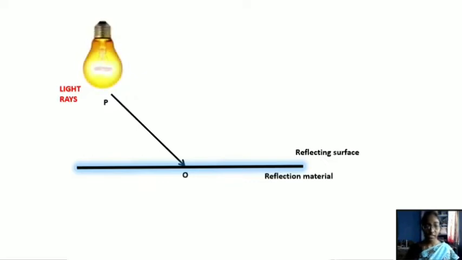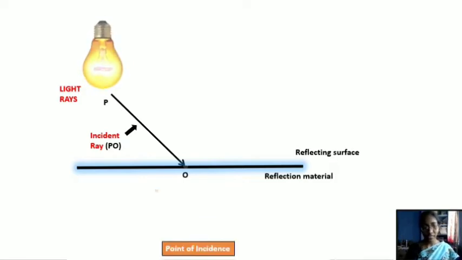And here you can see we have marked 2 points, right? From the source the light rays are coming, right? The starting point is called P and the point where the light rays meet the reflecting surface is marked as O. Now the light ray which is coming from the source is called the incident ray. That is, it is the initial ray which comes from the light source. And what happens next? We will see.